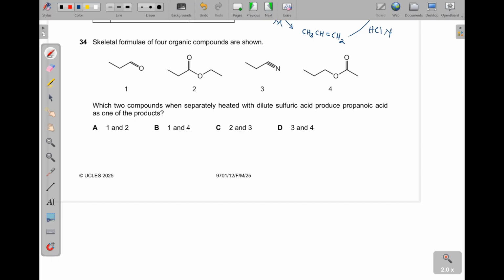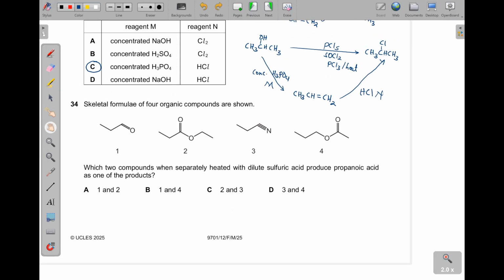Then question 34. Skeletal formulae for 4 organic compounds are shown. Which 2 organic compounds, when separately heated with dilute sulfuric acid, produce propanoic acid as one of the products? So this one here is an aldehyde. We don't know a reaction between an aldehyde and sulfuric acid, so this one here has to be off. But when I come to this one here, it's an ester.